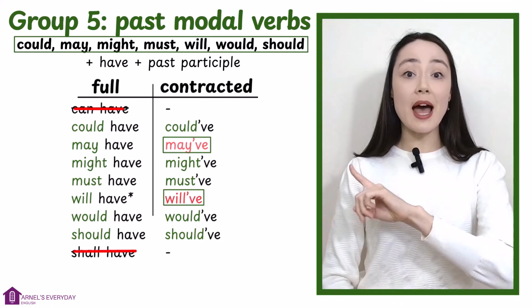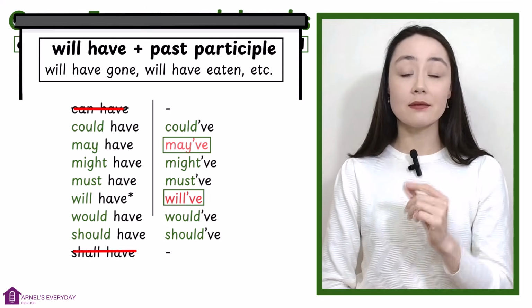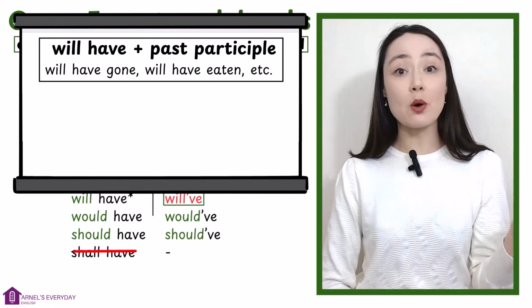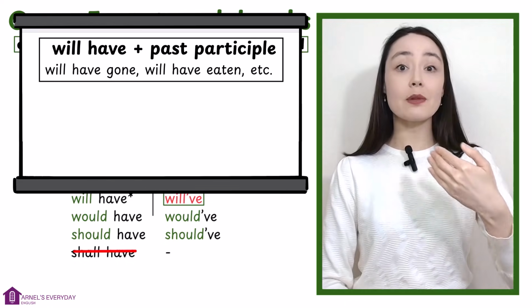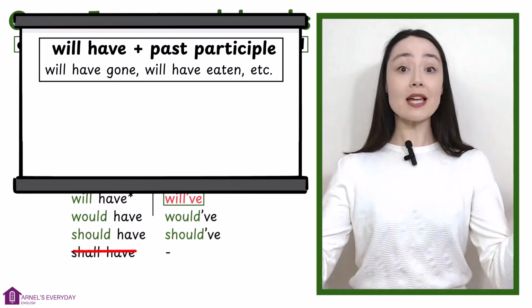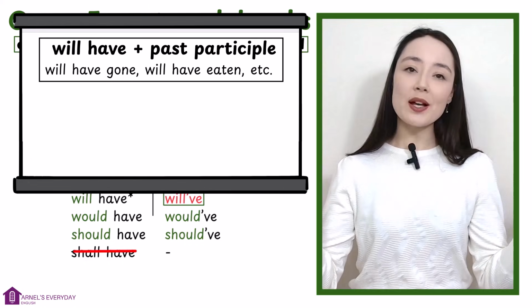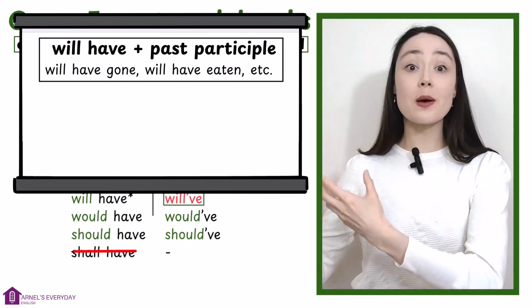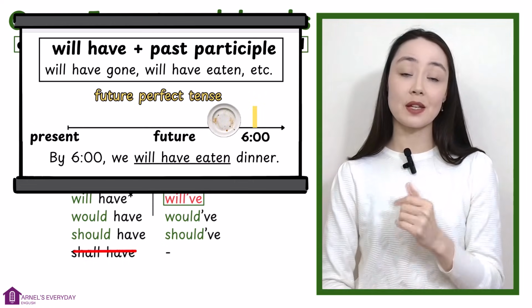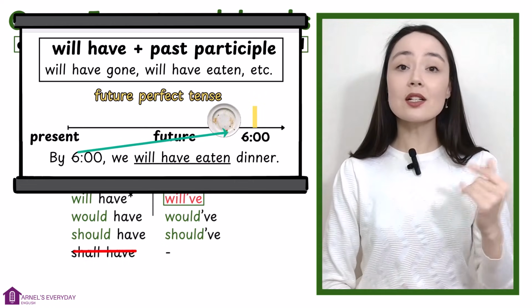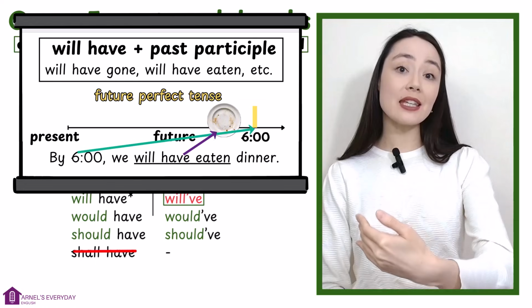Let's look at will have for just a minute. Yes, will is a modal verb. We have that structure will have plus past participle. Ooh, past modal. With will, this is not used for the past. This is the future perfect tense. For example, by 6 o'clock, we will have eaten dinner.